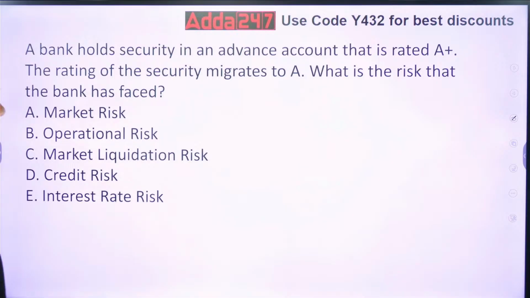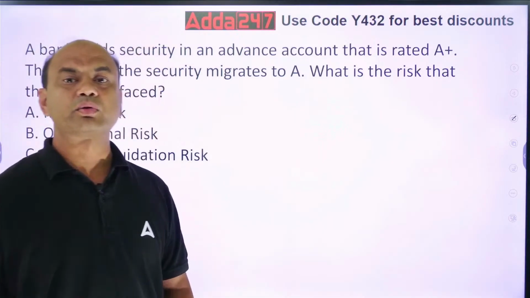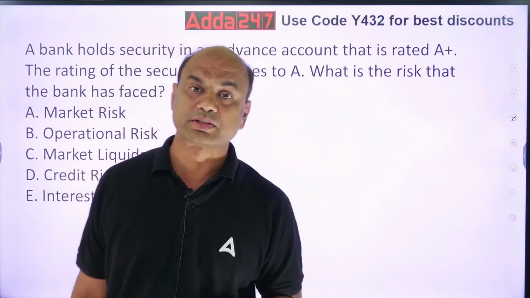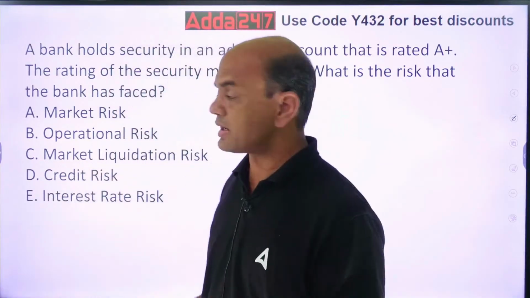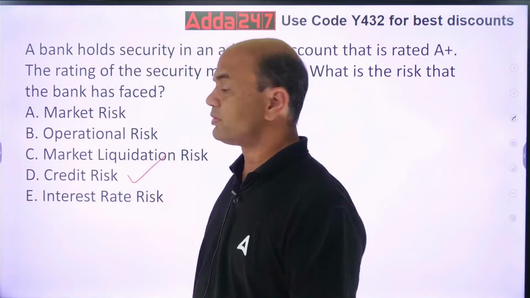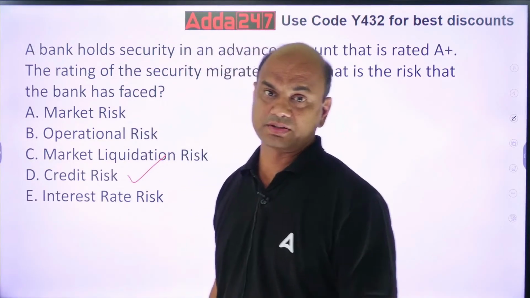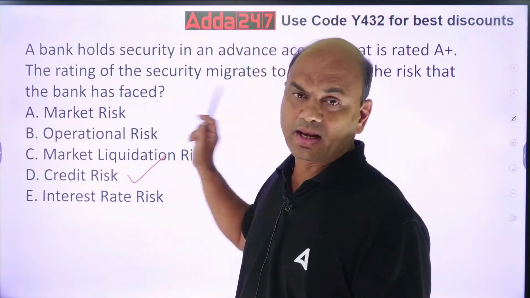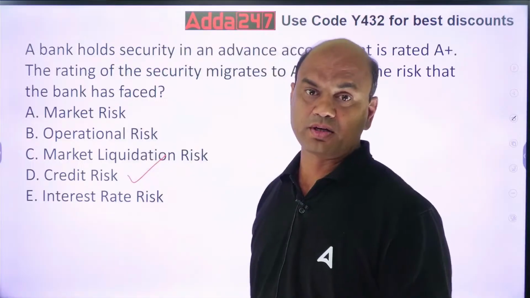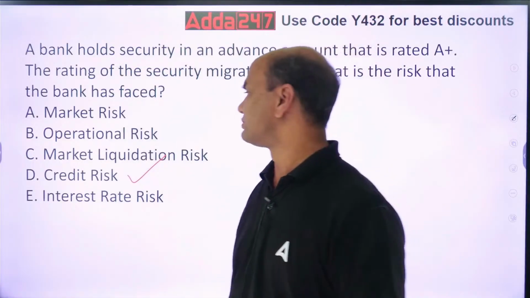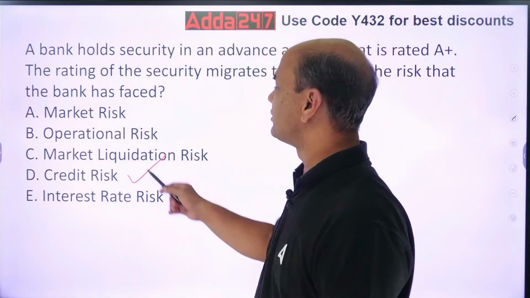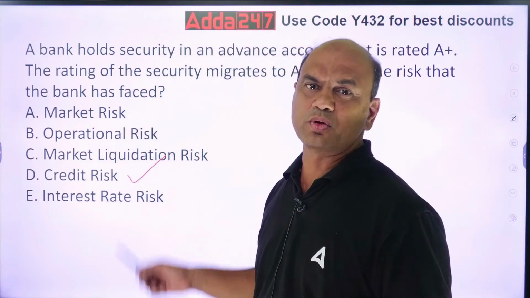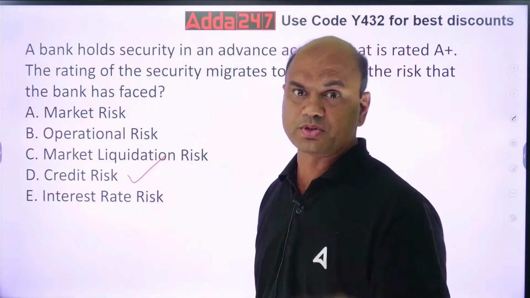If the rating falls down for any security, the collateral value of that reduces. Collateral reducing means you will be facing credit risk. It will be a credit risk if the rating reduces. So this will indirectly affect the credit risk. Kindly note, it's a major credit risk. Many of you have written market liquidation risk, but that is not the point. Market liquidation is not related to your security. It's related to the bonds which you purchase.